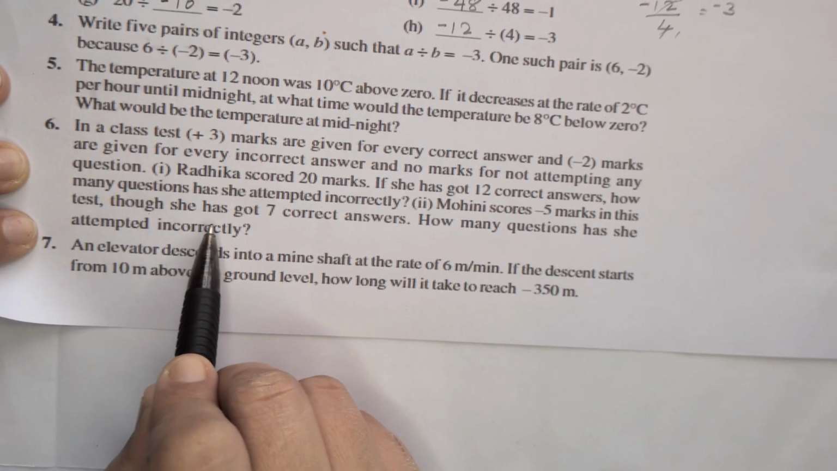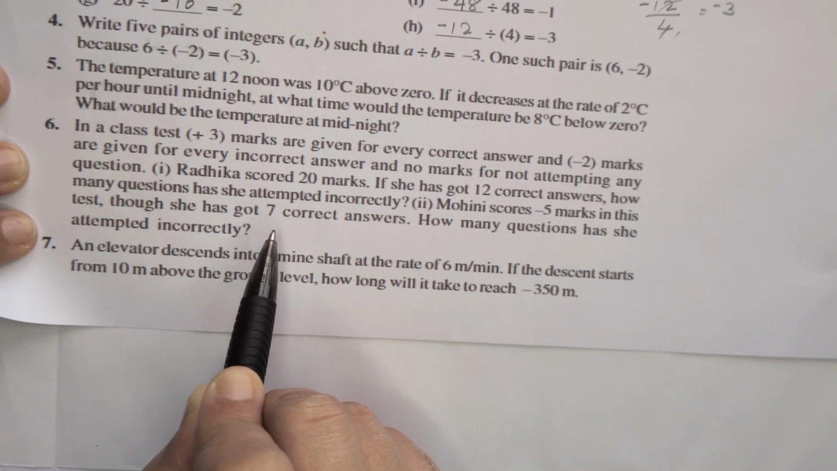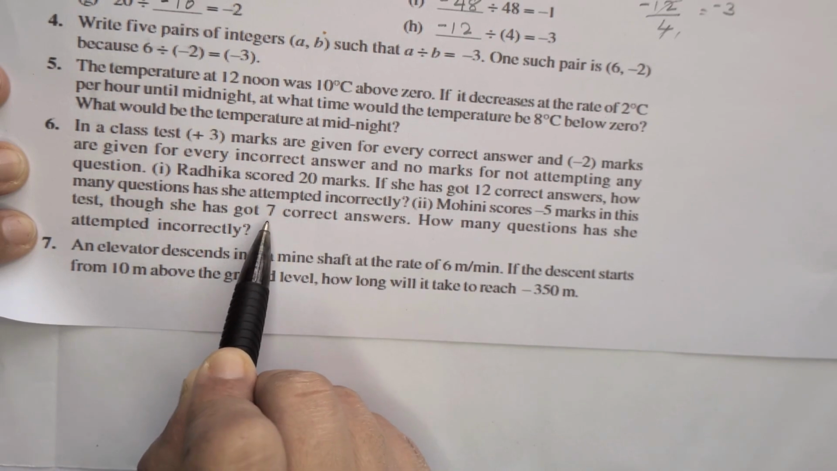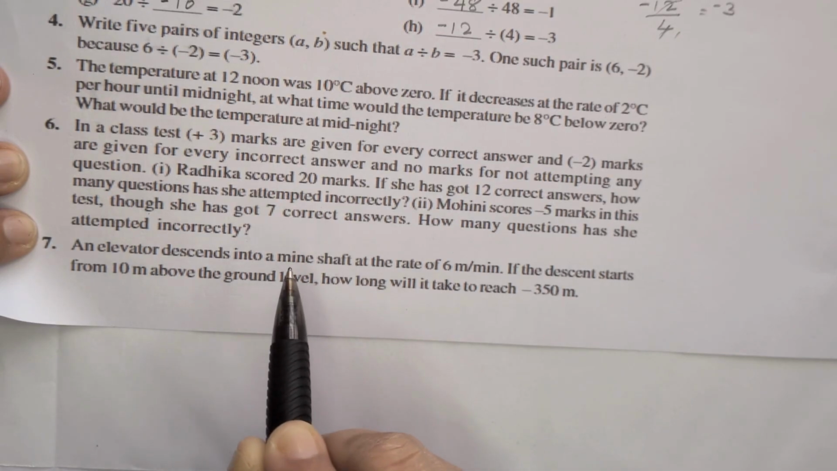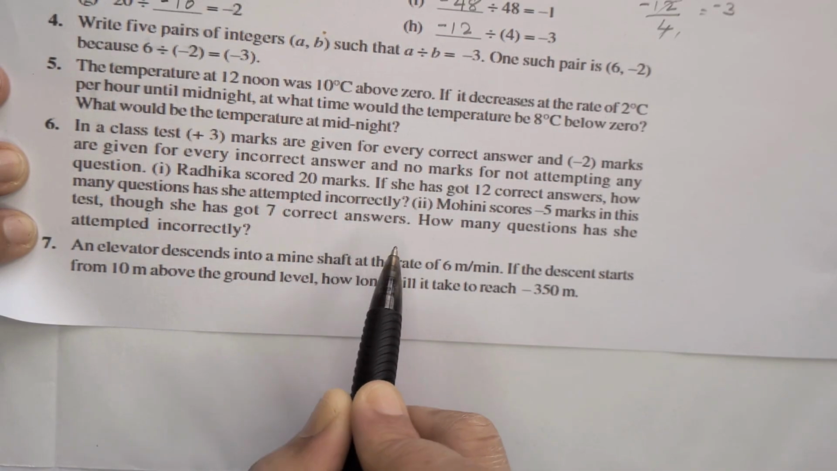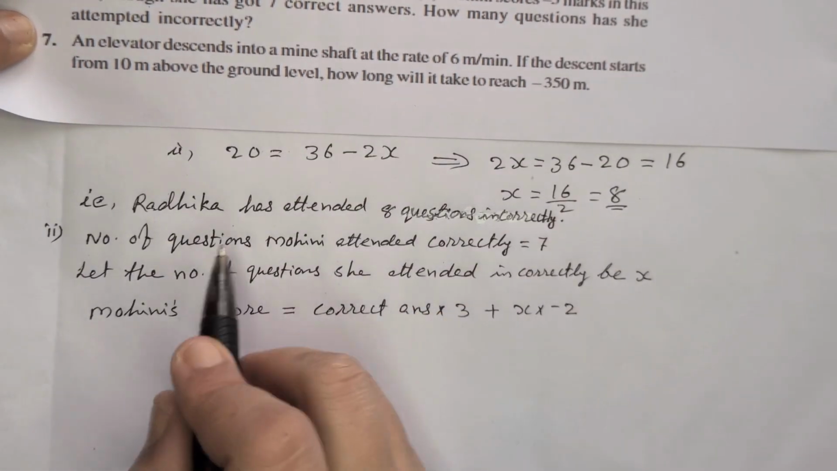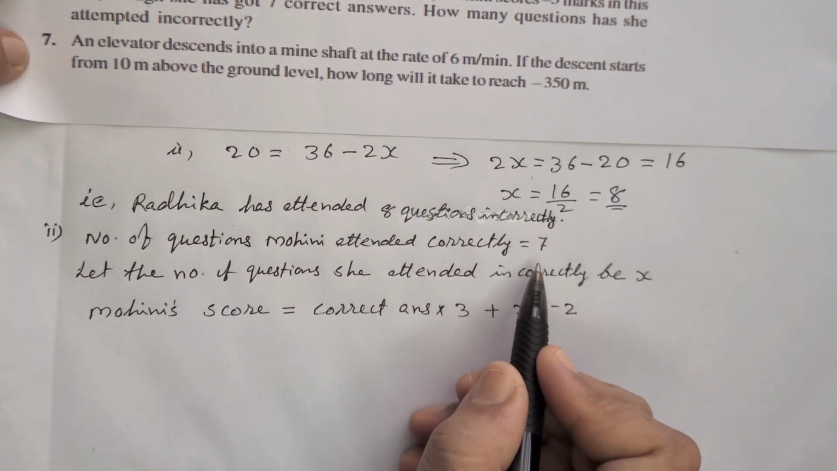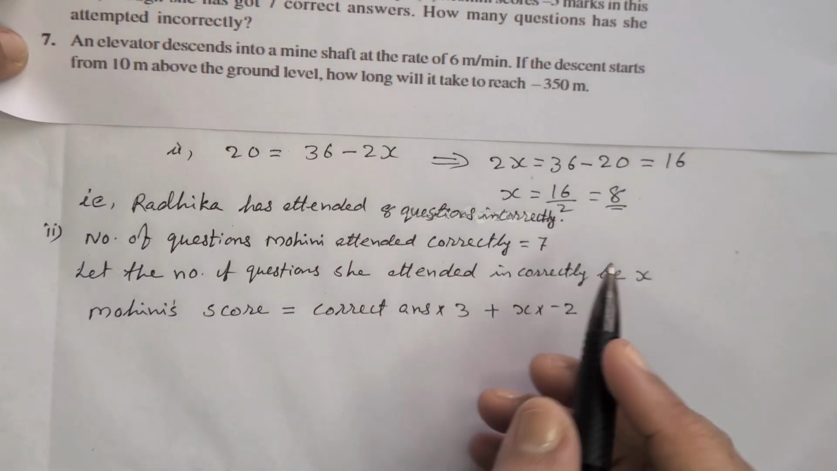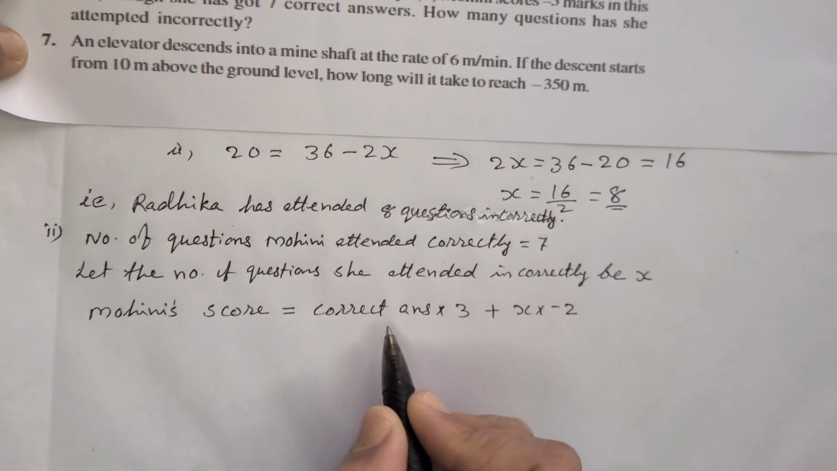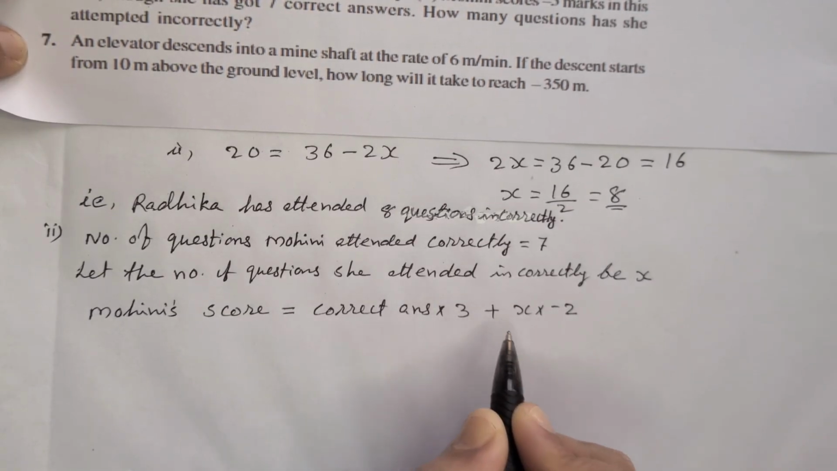Second part: Mohini scored minus 5 marks in this test and she got 7 correct answers. How many questions has she attempted incorrectly? The same way we can do here also. First, the number of questions Mohini answered correctly is 7, and let x be the number of questions she attempted incorrectly. Mohini's score is equal to correct answers into 3 marks plus wrong answers into minus 2.